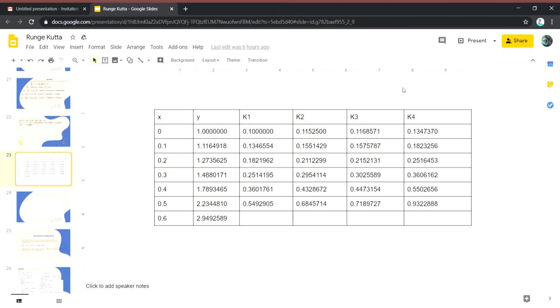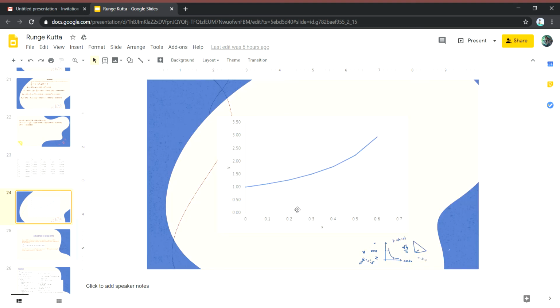And this is the table for example 3. And this is the graph that was made for example 3. So for x equal 0, y equal 1, and then it rises until 0.6.